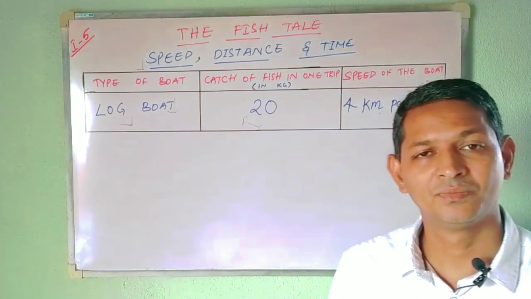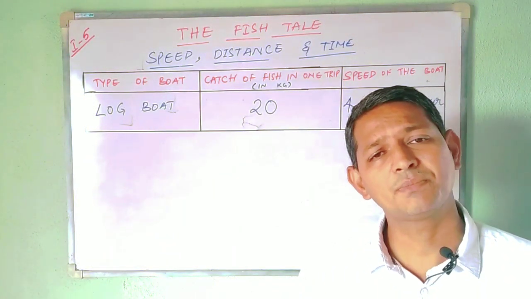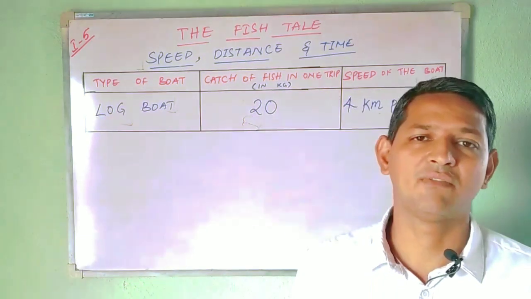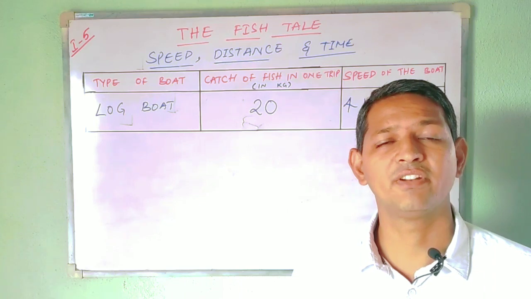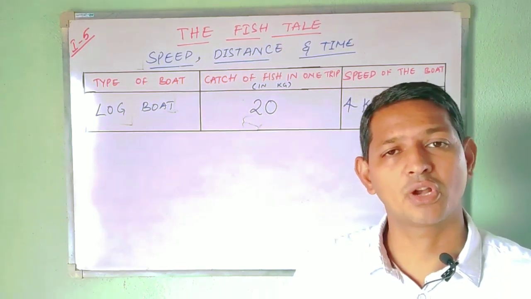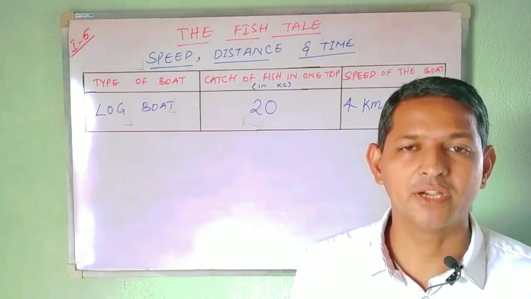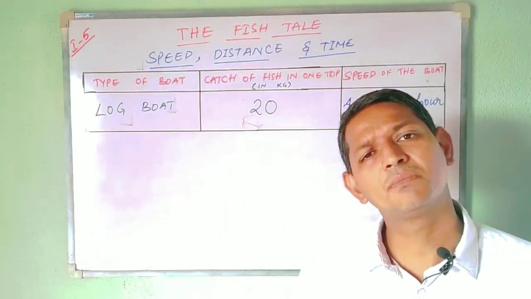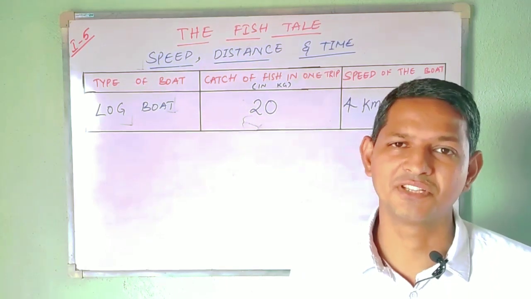The same way, there are so many different types of boats, and different types of boats will travel with different speeds. Because if it is a motor boat, it has a motor fixed in it, so it will move with a little higher speed. And do you know why the fishermen go into the sea? Of course, to catch fish.